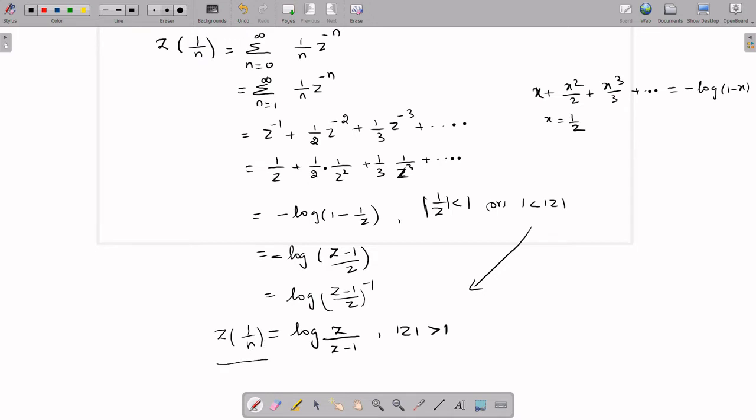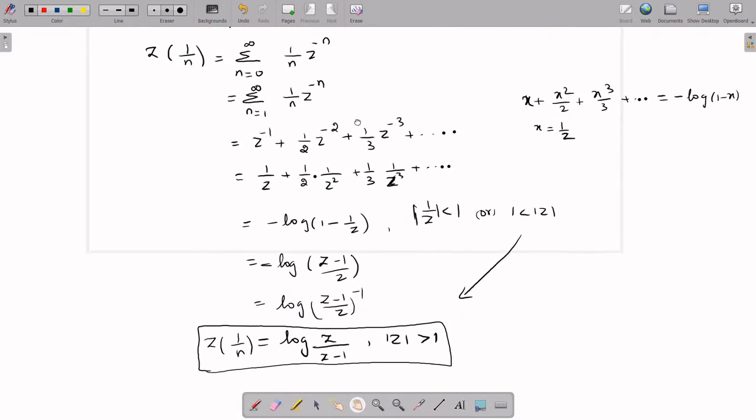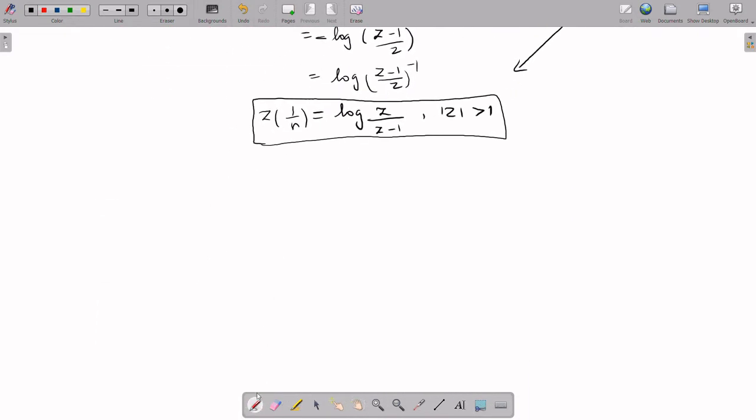Whenever you write the z transform of some function, you have to write it along with the region of convergence. That is very, very important. The next one, the z transform of 1 by n plus 1, we have to do.